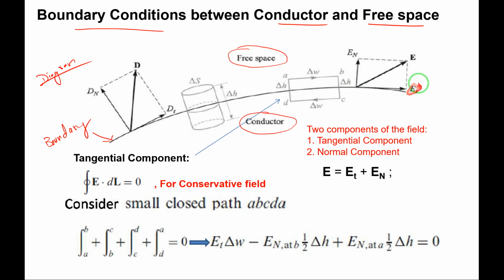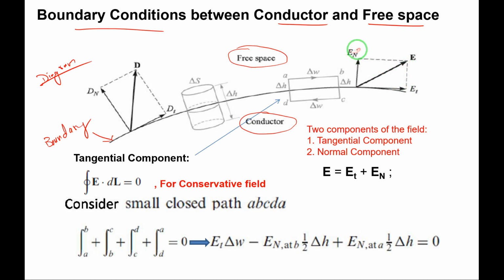ET, the tangential component of the electric field. Then normal to the surface, perpendicular to the surface, we will take the normal component of the electric field, En. The resultant is in this direction, right? This is the electric field E. So tangential component and normal component.